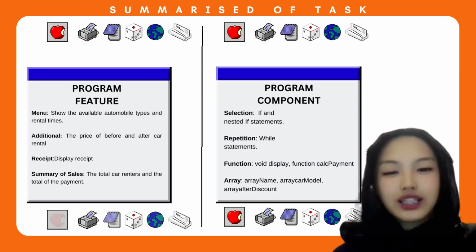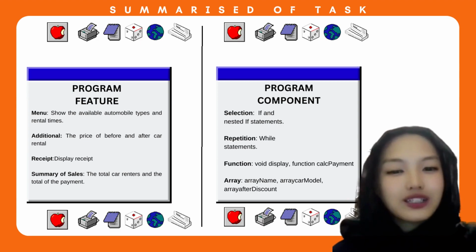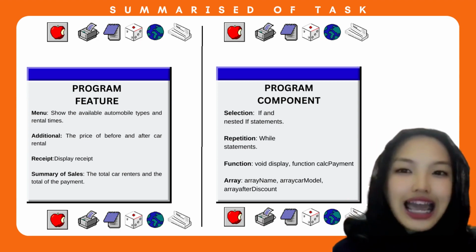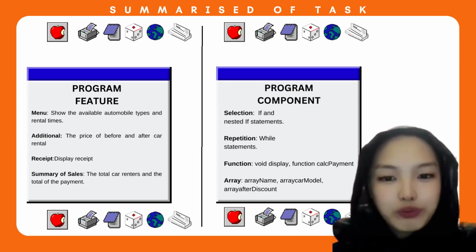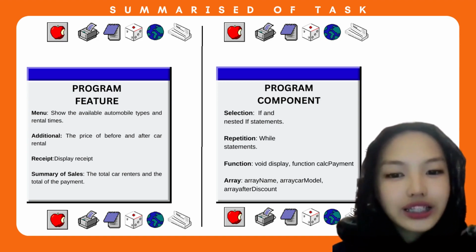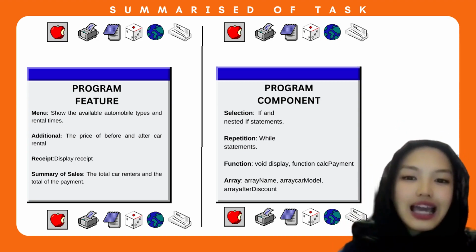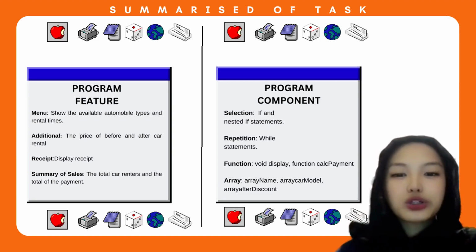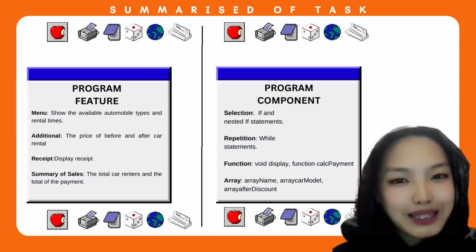I'm Raha and I'll present the first part, which is the project summary. Firstly, for the program feature, we have a menu that shows the different car categories and rental times. In addition, we provide the cost of the car rental before and after. Next, the program displays a receipt and summary of sales, showing the total of the car rental and the total payment.